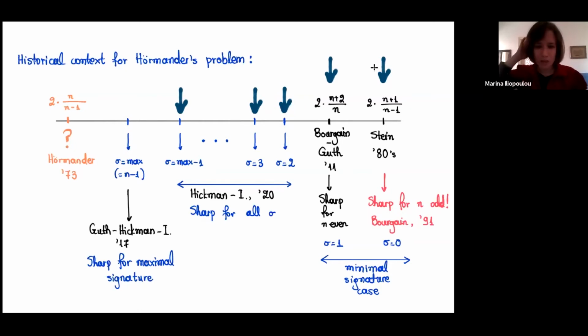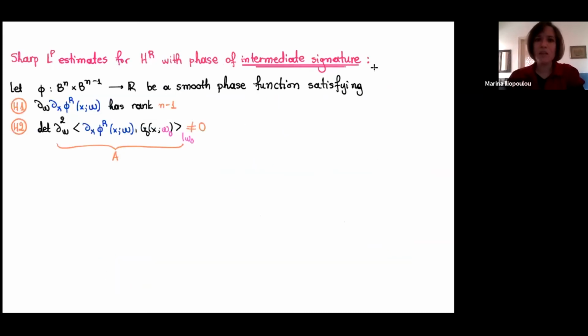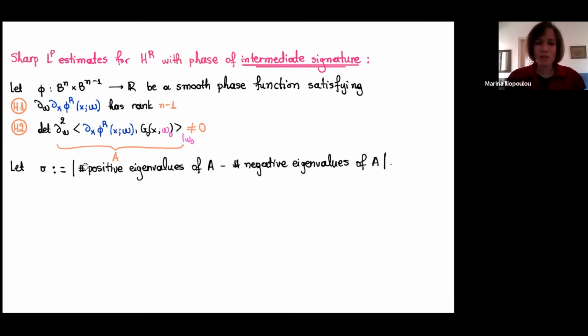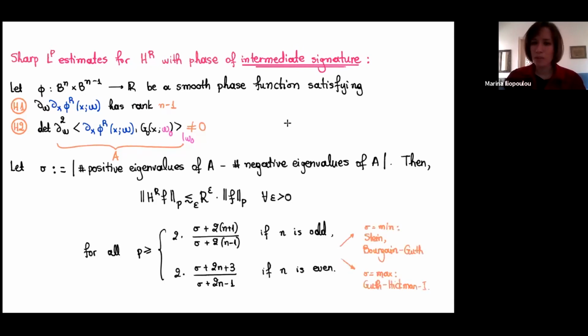Okay, so the exact theorem is the following. And it is sharp here, the exponents are sharp. If we get any phase function satisfying the two Hormander conditions for non-vanishing Gaussian curvature and hypersurfaces, then we have that these surfaces have a certain signature. So these come by looking at the positive eigenvalues minus the negative eigenvalues of this matrix here, the Hessian, at any point. And we get sharp bounds for the Hormander operator according to what the signature is.